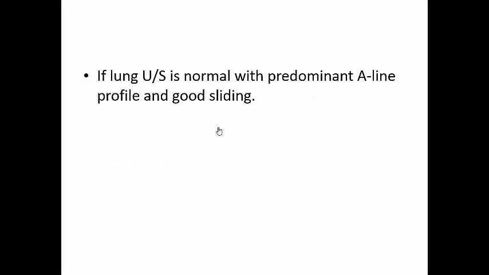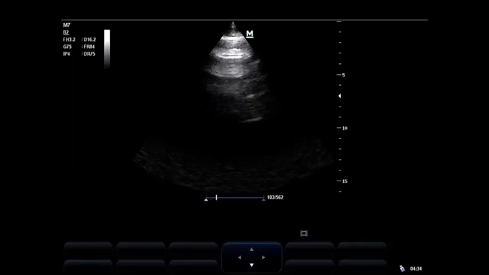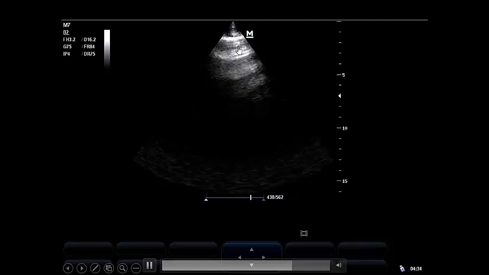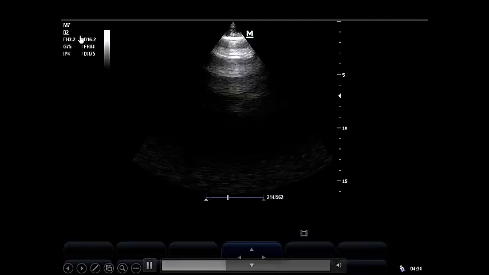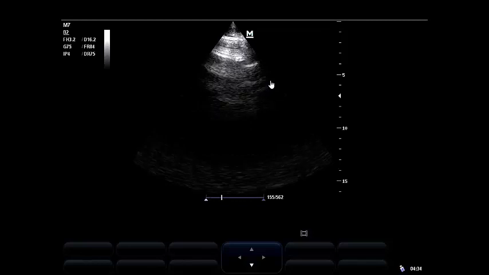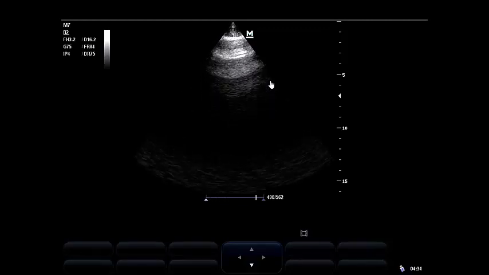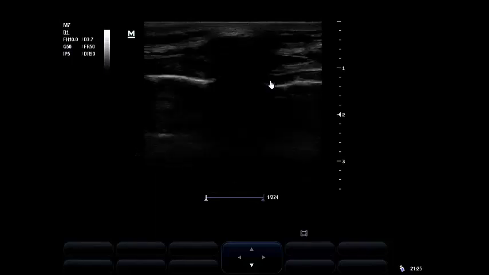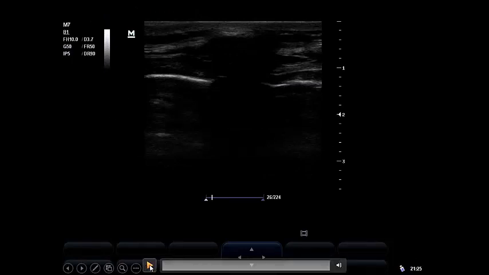What else? If the inferior vena cava is dilated and non-collapsing, and you went to the lung, no pulmonary edema, the lung ultrasound is normal with predominant A-line profile and good sliding. This patient has respiratory distress and a dilated non-collapsing inferior vena cava with normal lung ultrasound. This patient is gasping for breath, hypoxic, with dilated non-collapsing inferior vena cava and normal A-line profile and normal sliding.